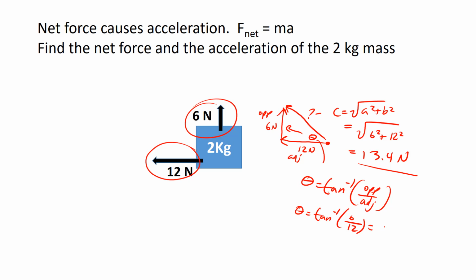make sure you're in degrees, not radians. My calculator was in degrees. Let's try that again. So now I'm in the right mode. We're going to take the inverse tangent of 6 divided by 12, and in this case we get, now that's a little bit better, 26.6 degrees.